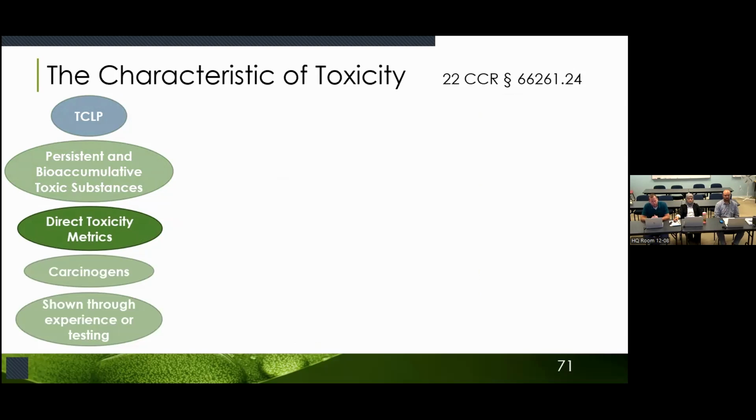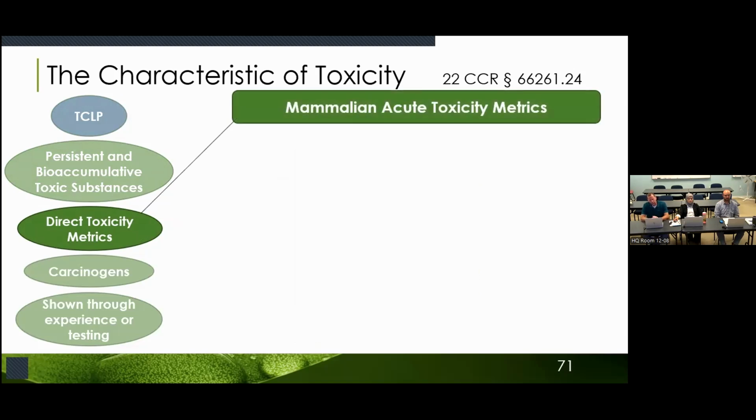The first 3 are based on tests done on mammals, rats and rabbits, which serve as surrogates for humans. These 3 are really aimed at discerning the effects of a waste on human health. The first is a standard for a waste's acute oral LD50. Now, as we've mentioned, the word acute indicates that we're looking for a drastic effect on health, in this case, death, that occurs quickly as a result of a powerful dose.